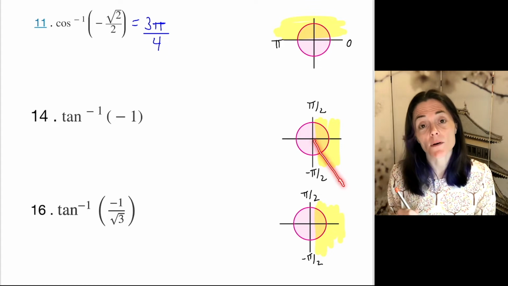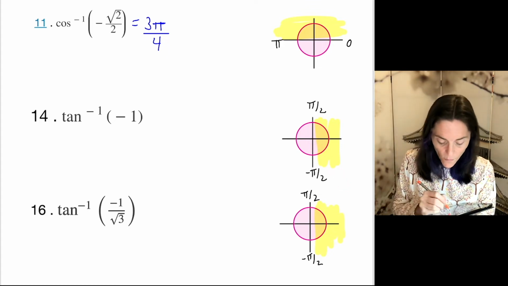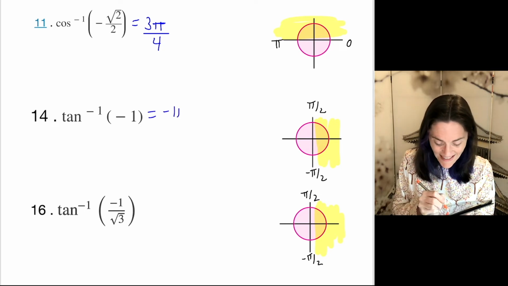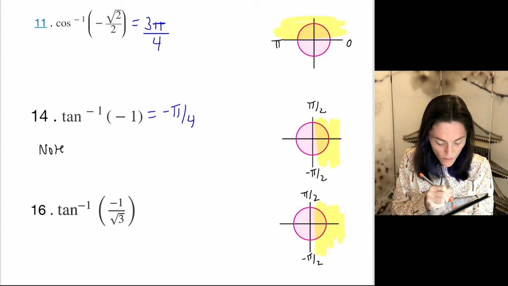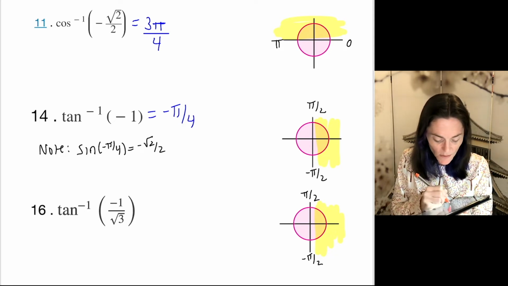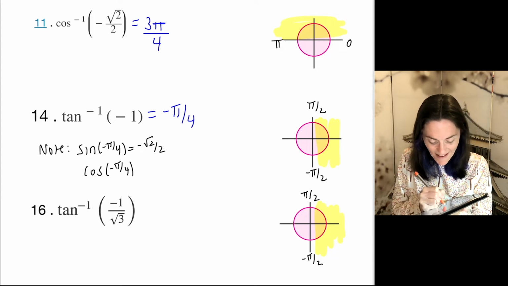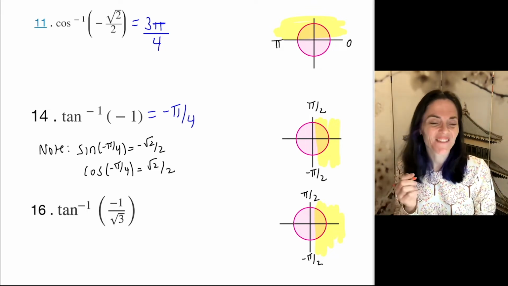Now, -1, okay. This says sine and cosine are equal in absolute value. We get negative pi over 4 here, where the sine is, maybe I'll write this, note the sine of negative pi over 4 is minus square root 2 over 2, and the cosine of negative pi over 4 is positive square root 2 over 2. And so their ratio is -1.